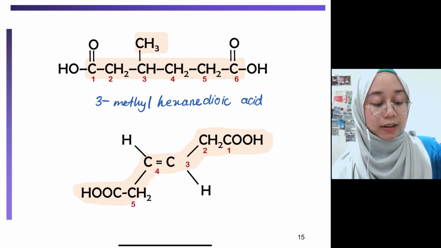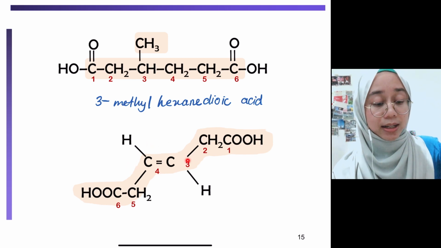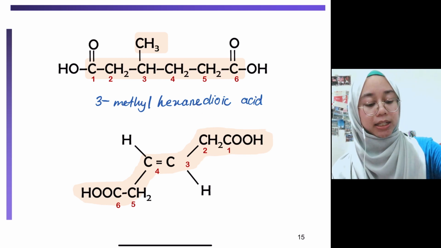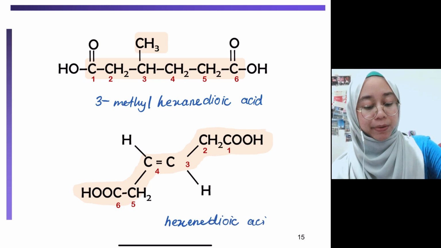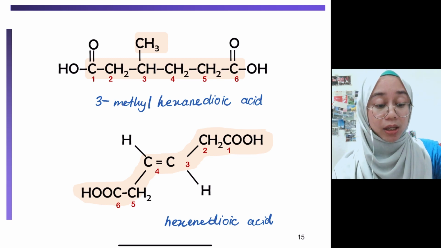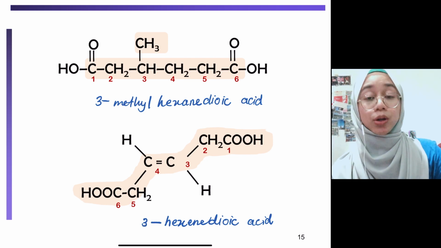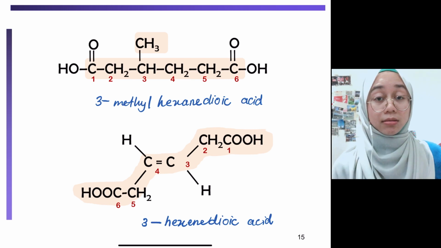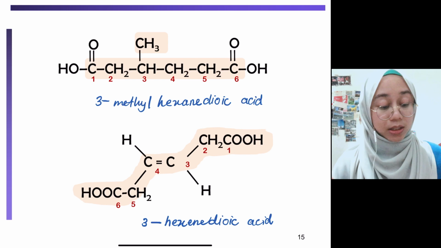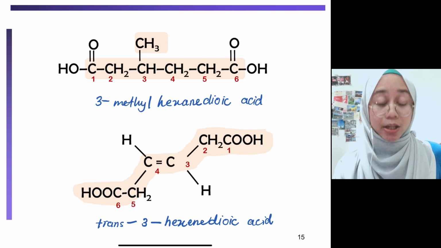3, 4, 5, 6. But then don't forget we also have the carbon-carbon double bond dekat sini kelas. Okay, so instead of ane dia jadi ene. Okay, so nama dia jadi hexene dioic acid. But then you need to give the position of the carbon-carbon double bond. So carbon-carbon double bond number 3. So 3 hexene dioic acid. And then is this in trans structure ataupun cis punya structure? So since dia berbeza, okay, satu atas satu bawah, so dia berbeza kat situ, so that will be trans then. Okay, so trans 3 hexene dioic acid.